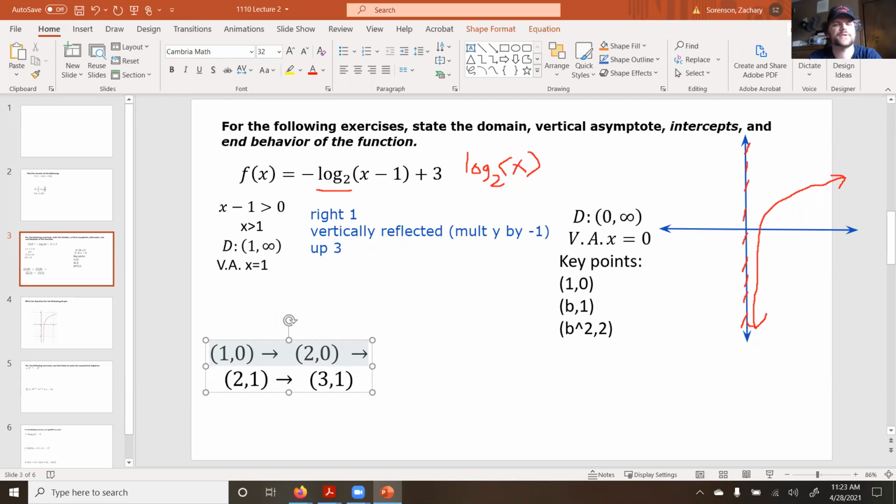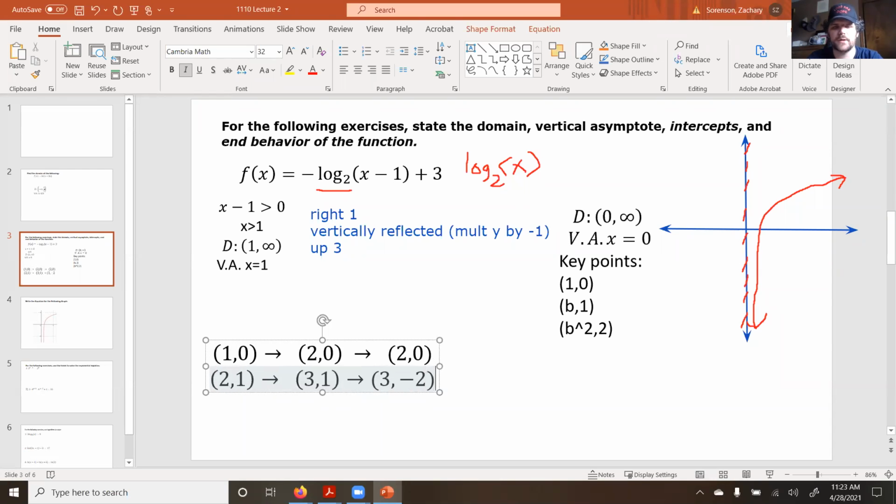How do I do my reflection? Well, I actually gave it to you, so I'm not going to ask that question. For my reflection, I multiply my y values by -1. It's actually not going to change my first point, oddly enough, because my y value is 0. It's going to change my second point to 3, -2. Okay, how do I apply my last transformation? You'd add 3 to your y values.